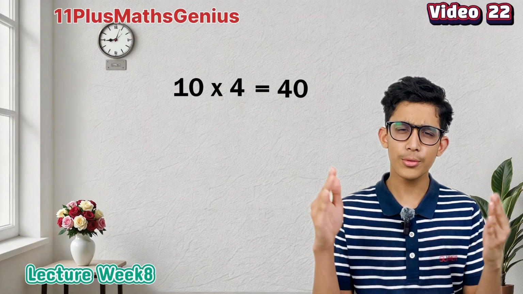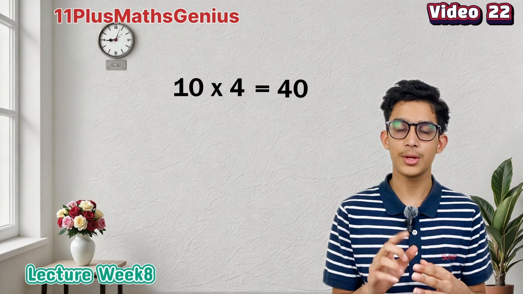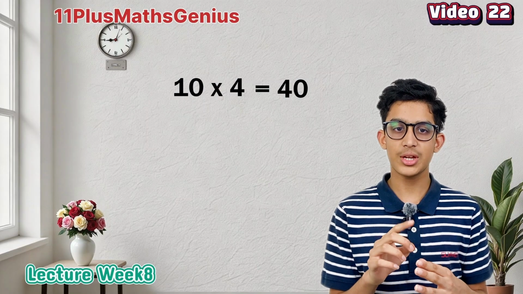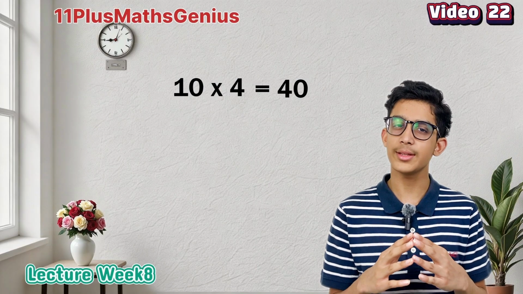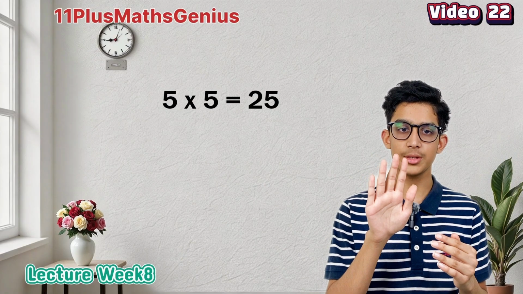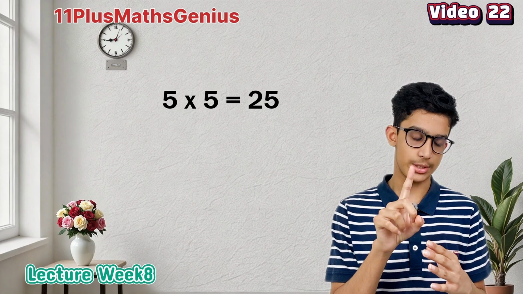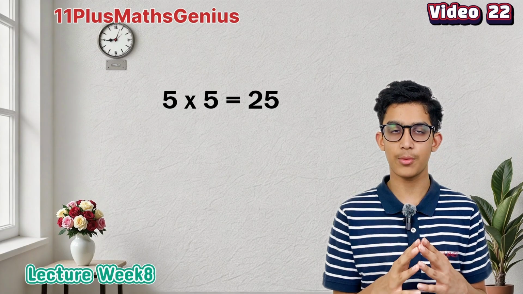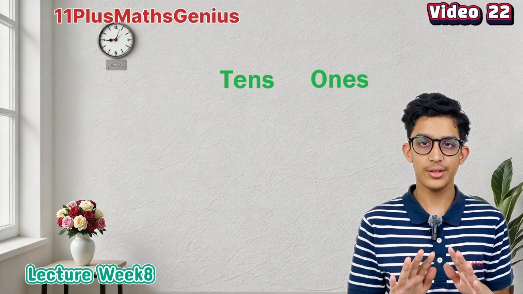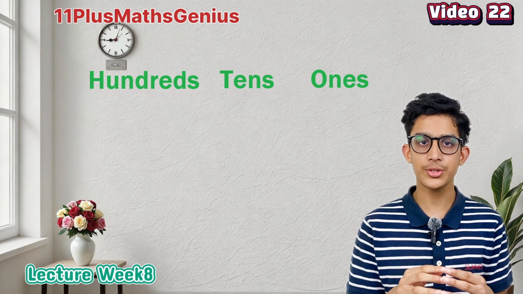We have more than 12 other methods of multiplication discussed in video 24. Do not miss it. Using a one-digit timetable makes multiplication really easy. For example, 5 times 5 equals 25. But when the digits are more than 1, we don't use a one-digit timetable. Instead, we split the number into ones, tens, and hundreds, and then we use a one-digit timetable to do multiplication.